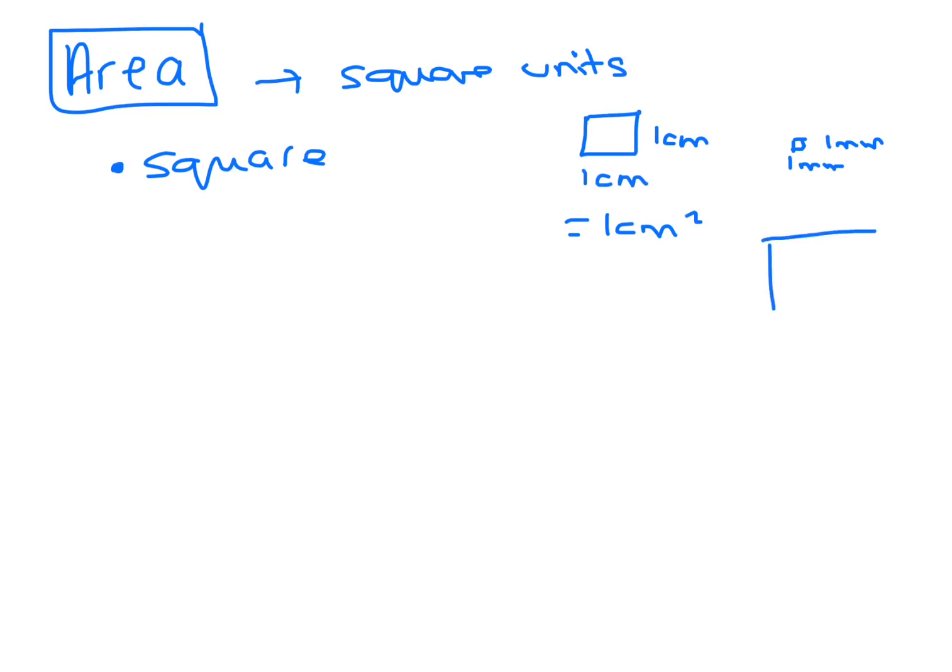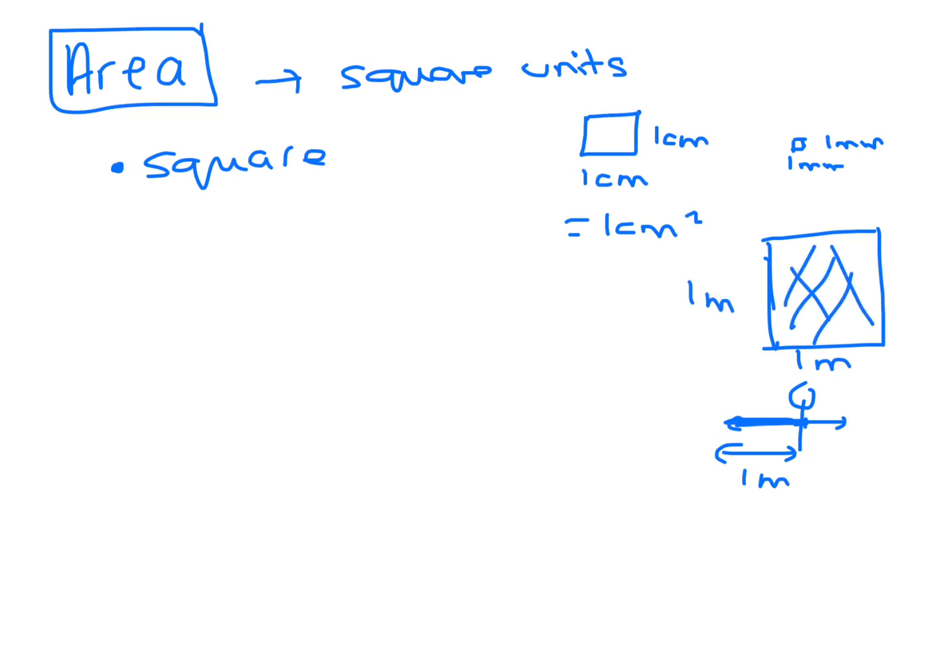You could also have a bigger shape. If you think about what a meter is, if you get a body part and you look at what a meter is, for me it's my shoulder on the right hand side to the tip of my finger on the left. I've measured this, and that's my 1 meter. So it would be 1 meter by 1 meter, and 1 meter by 1 meter, we call that 1 meter square.